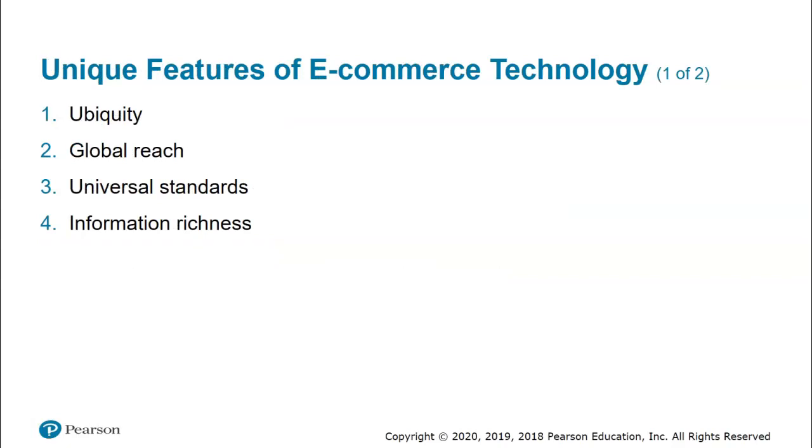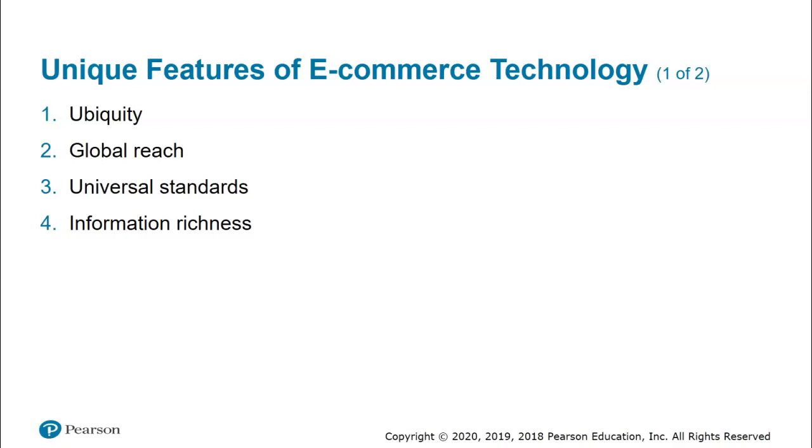Well, the first is ubiquity. When something's ubiquitous, it means everybody has it. Everybody in the world more or less has a smartphone. In fact, more people have smartphones than running water. That is absolutely true. So it's very viable to say that e-commerce is now a ubiquitous technology.